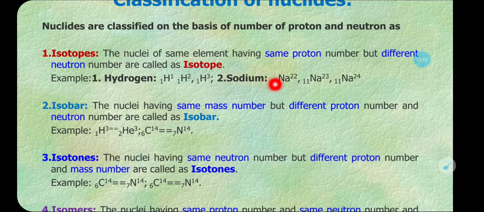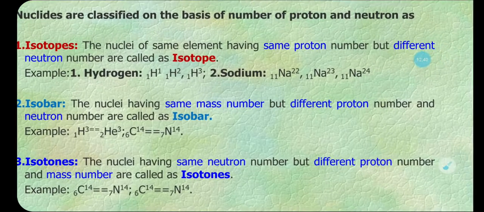That means the nuclei of the same element, sodium, have the same number of protons, 11, 11, 11, but different neutron numbers: here 11 neutrons, here 12 neutrons, here 13 neutrons. Like that, the neutron number will be different. This type of element is called an isotopic element or isotopes. Each and every element has isotopes.